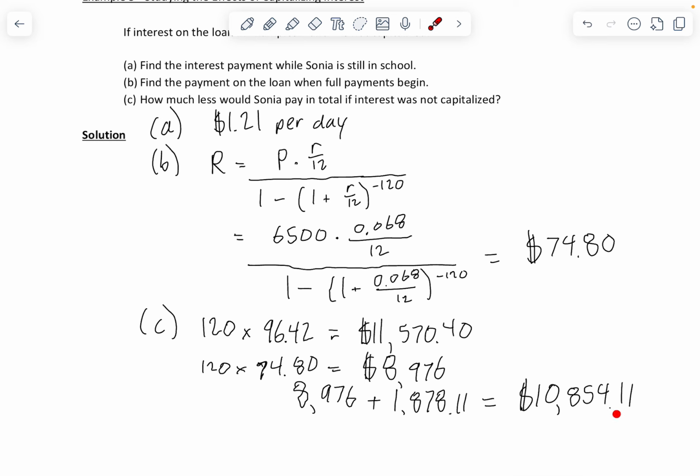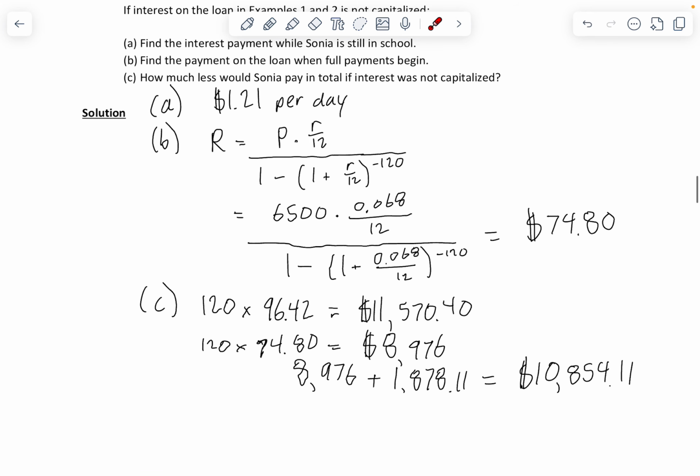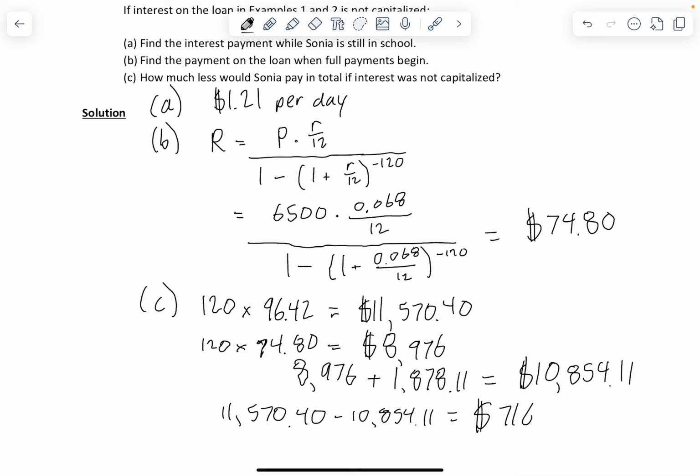Is by not capitalizing, okay? So by not capitalizing the interest, how much is saved? Well, we would take the $11,570.40 and we would subtract $10,854.11, and that works out to be $716.29 over the life of the loan.